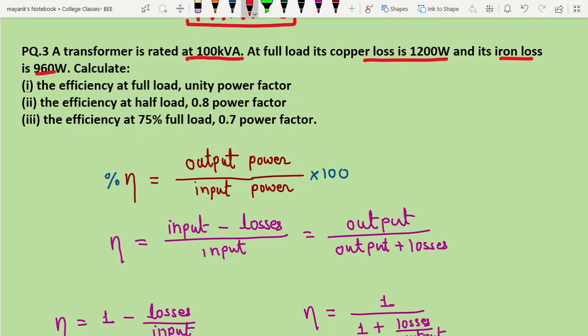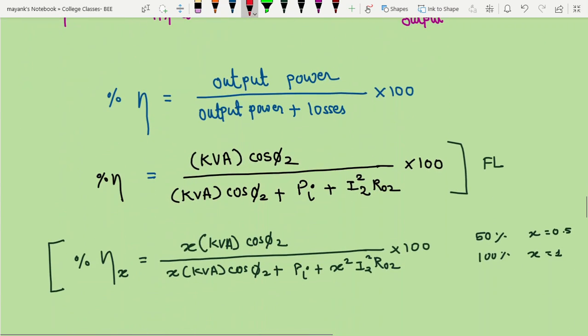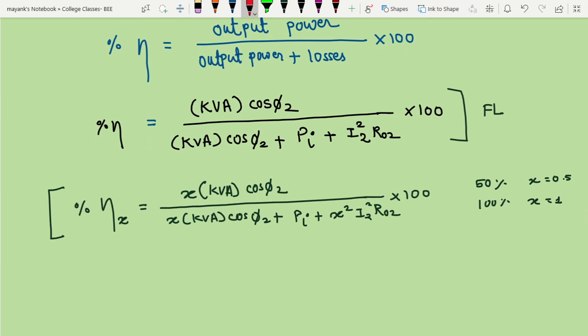So see, efficiency varies with load and with power factor. ये हमने फॉर्मूला से भी अभी देखा, राइट? हमारे फॉर्मूला में cos phi आ रहा है, this is power factor, है ना? And there is x, okay, which is a fraction of load, right? So the efficiency depends on power factor and at what fraction the loaded transformer is given to you. Okay, चलिए अब हम इस क्वेश्चन को सॉल्व करते हैं.